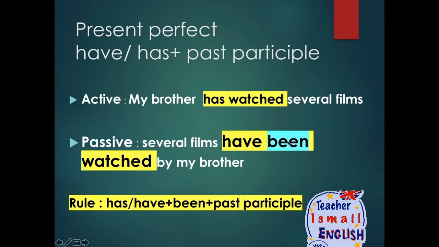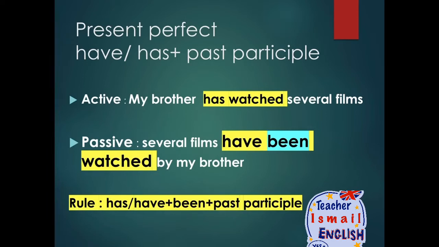Always we are going to focus on the verb to be. Try to focus always on the verb to be. Why? Because the passive voice is based on the verb to be and the past participle of the verbs. So, been. We can say, several films have been watched by my brother. So the rule that we have there is has or have, plus been, plus the past participle of the verb.